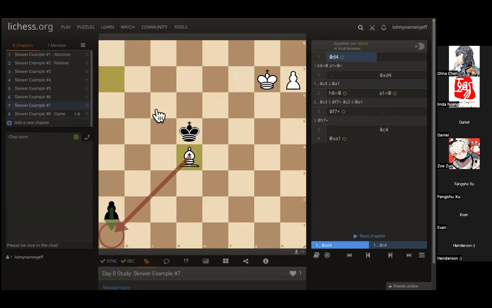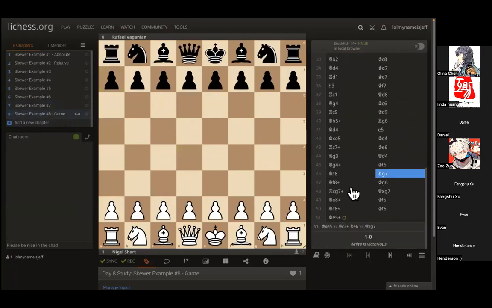Similar concept again, we're forcing the king to a bad square. And if it doesn't take, then obviously we stop promotion, so we don't have to worry about that. And once we force the king to the bad square, we exploit the fact that it's on a bad square by, in this case, doing a skewer by promoting the queen.